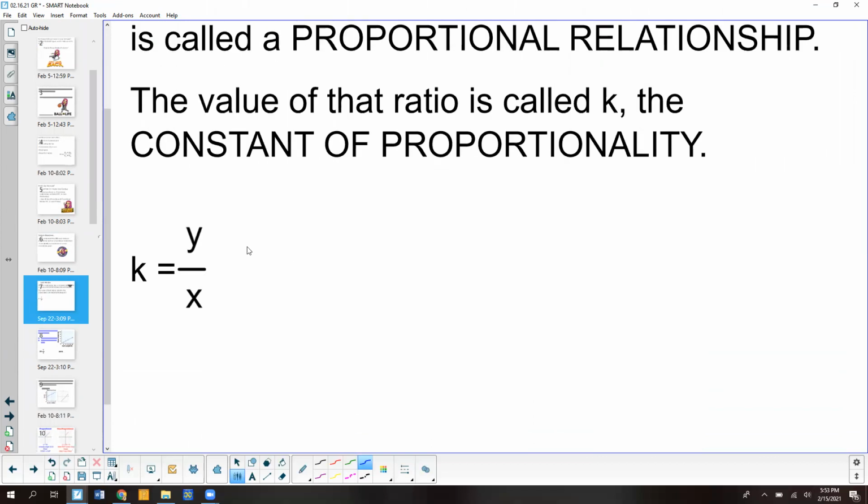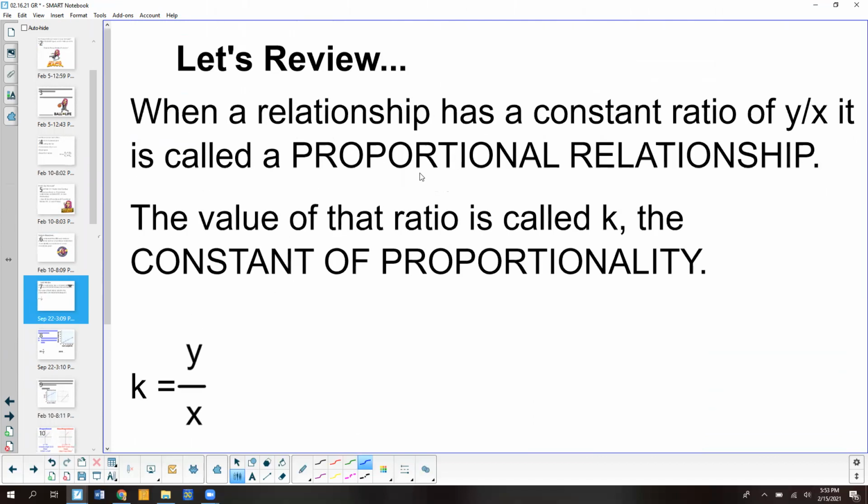Remember, our k equals y divided by x. A proportional relationship has that constant ratio of y over x. That constant ratio is called the constant of proportionality. We've talked about that for several months. You guys all did a really great job with this part of our unit.